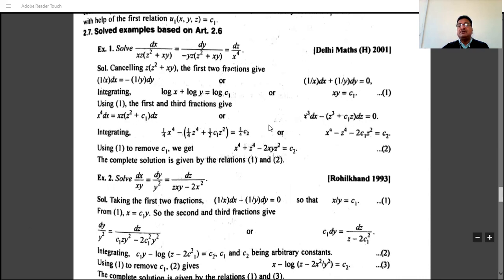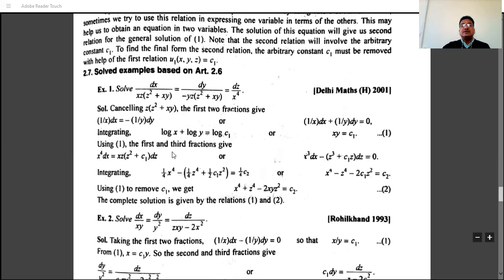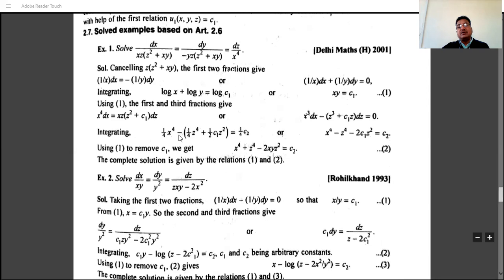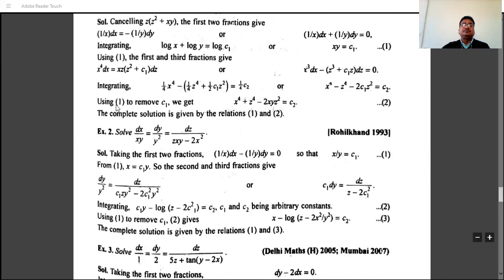C1 is constant, integration of z is z square by 2, and then suppose C2 dash is the constant, then multiply by 4, we have this, and 4 C2 dash is suppose C2, so we have this answer. So this is actually the sub method of method number 1, that is first find one solution by using the first method, that is by considering any two fractions in which one variable is absent or cancelled, and then use that solution to find another solution. Okay, so this is actually the sub method of method number 1, or it's called rule number 2.